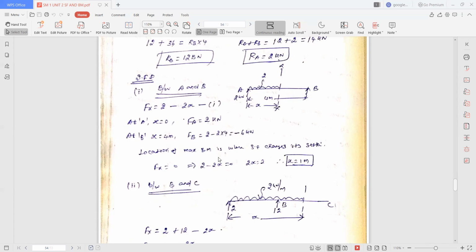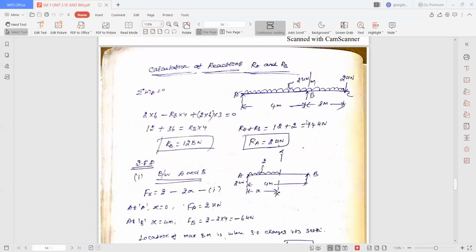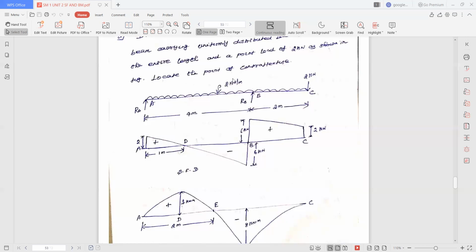Now, the location of maximum bending moment is where the shear force changes its sign. Why? Because you can see at the point A it is 2 kilonewton, and at the point B it is minus 6 kilonewton. It means it went from positive 2 to negative 6 at B. So from A, the shear force value is plus 2. After that, somewhere it is 0, then it goes to minus 6. You can see the shear force diagram and understand. Here you can see that between A and B we took the section and found what the shear force is at point A and at point B.